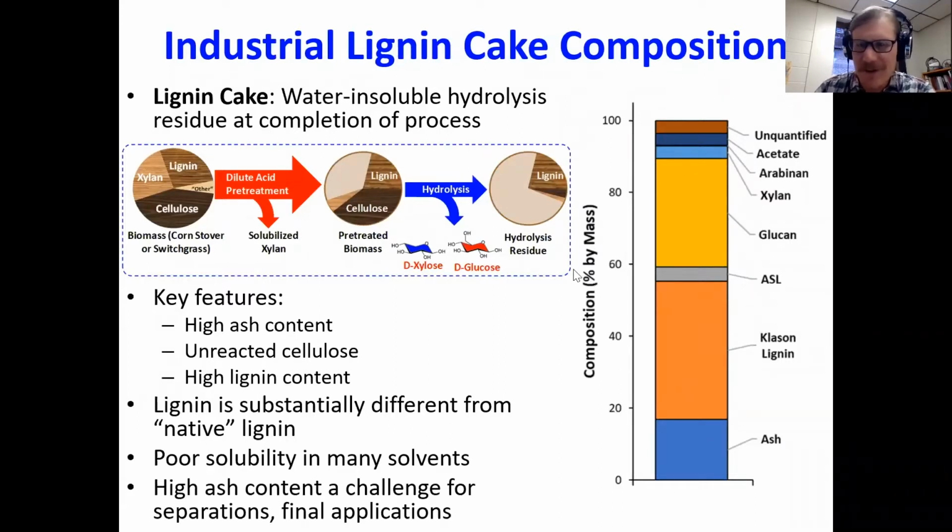And so I guess some of the features you can see from this are actually it's less than 50% lignin, has a lot of glucan, that's unhydrolyzed cellulose, and actually quite high ash content, like nearly 18% ash. And so what we're going to do is apply a number of different types of extraction approaches for recovering this. And so these can be utilized in applications.